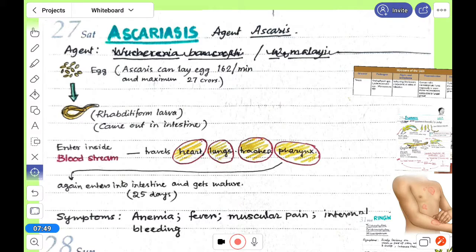Then the eggs of this parasite are excreted along with the fecal matter, which may contaminate the soil, water, and plants, and from that the healthy person is infected. Okay, from vegetables, fruits, all this. Okay.